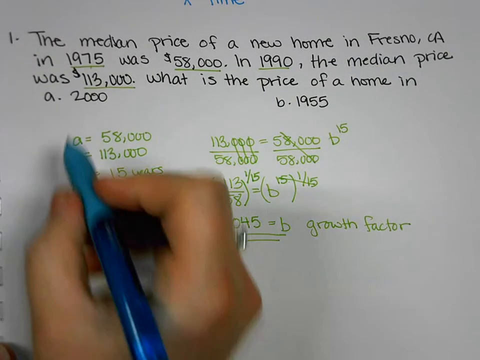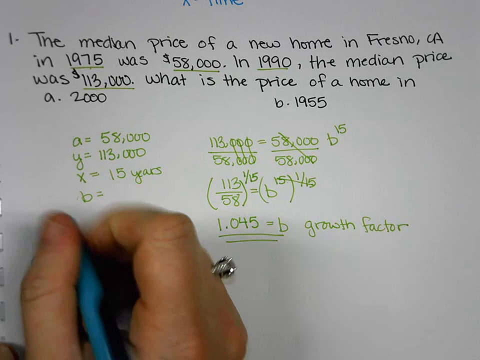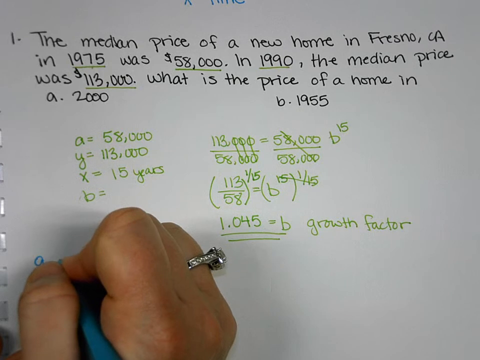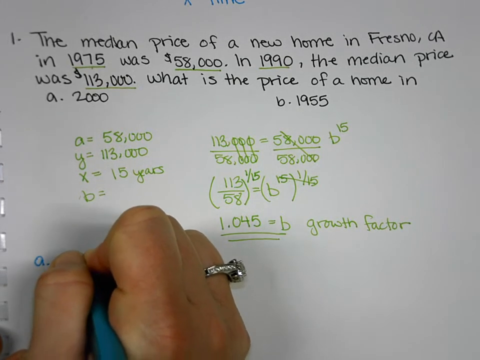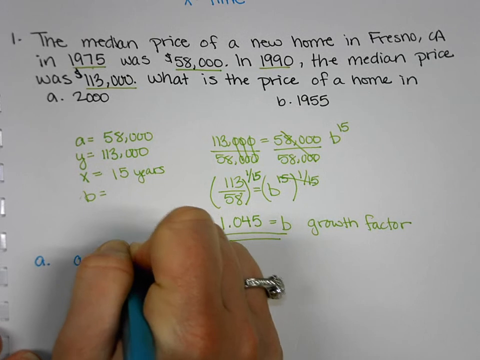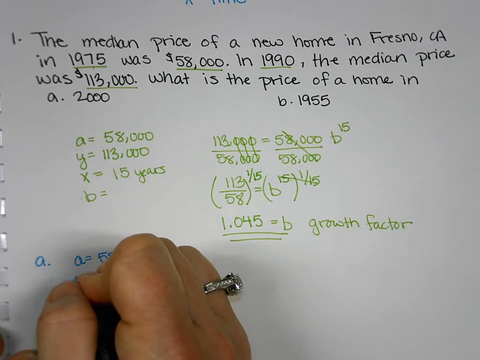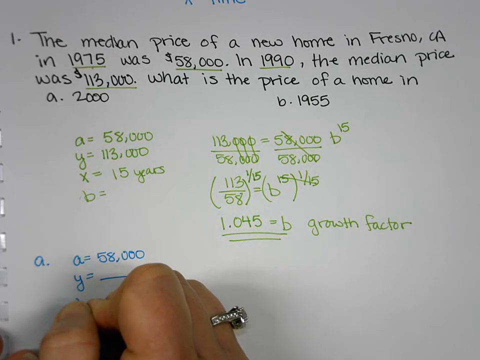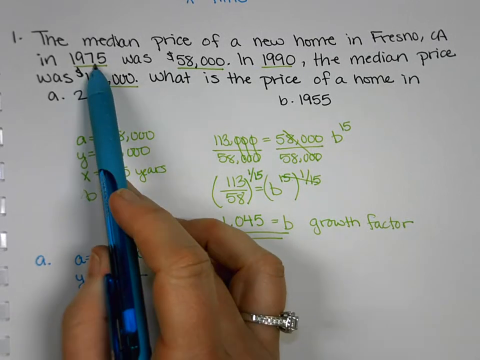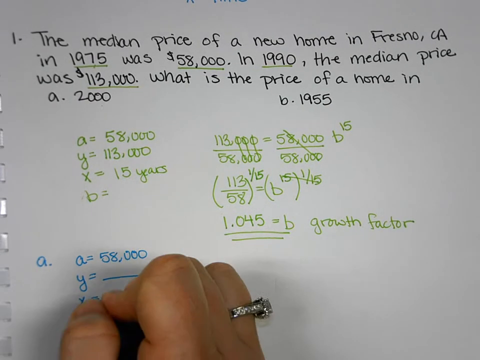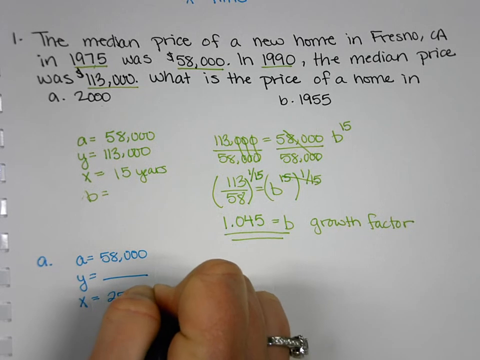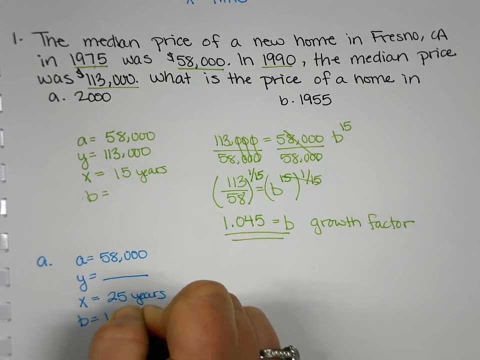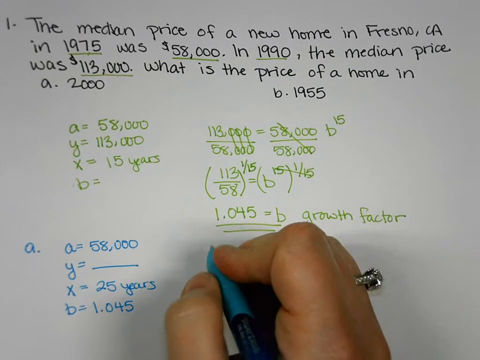A is asking for the year 2000. So again, we're going to start in 1975. So our starting amount is still 58,000. Our ending, we don't know. That's what we're trying to figure out. Time. How much time passes between 1975 and 2000? 25 years. And lastly, our growth factor, 1.045. So we can set this up.